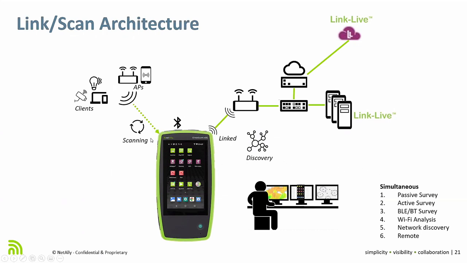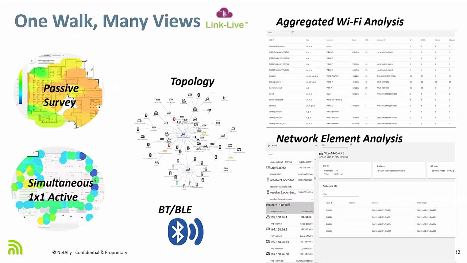So, basically simultaneous capability, for example, to do a passive survey while you're doing an active one, while we're doing Bluetooth BLE survey, while we're doing Wi-Fi analysis, I'll show you some of that, and network discovery, and all of that can be happening while the expert can be 1,000 miles away watching that screen remotely at the same time as the user, right? And that's kind of cool too, because he can either be guiding him, hey, let me show you how I do this, or he can be watching him. And so just a lot of power in that shared screen. So it lets us pursue this one walk, many views mantra we have, right? Of building topology maps and all kinds of heat maps and tables and with export to Excel if you want, right? And network element analysis and all the things that we do there.